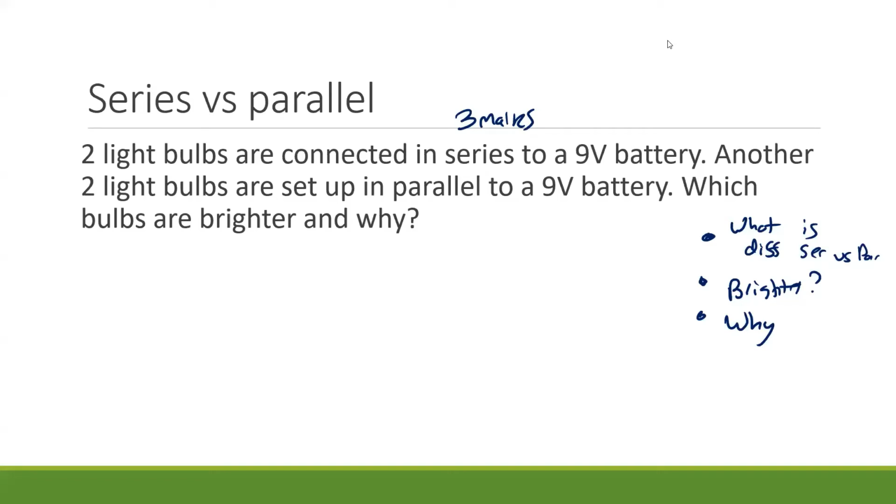Here we go. Reese has got parallel, because each bulb will consume 9 volts. On a series circuit, the volts will divide. Beautiful, Reese. That's 2 marks, not 3. The reason that I'm giving you 2 marks for that answer is because you haven't said what the difference between a series and a parallel circuit is. Because in the series circuit, the bulbs will only have 4.5 volts, whereas in a parallel circuit, they will have 9 volts. Okay, good.